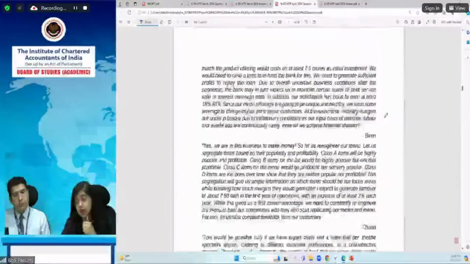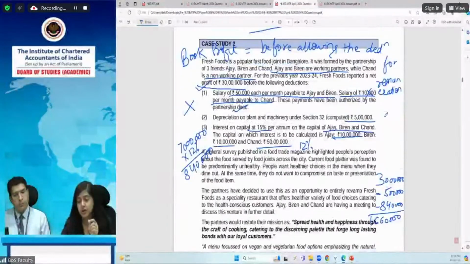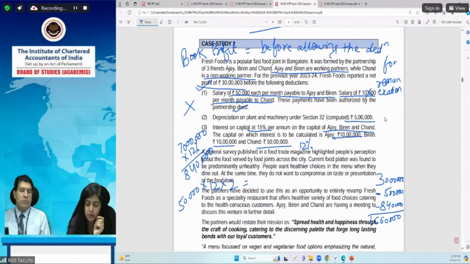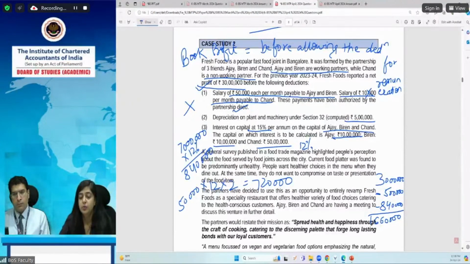Now I am just going back to the case study. Salary which is paid to Chand would not be allowed at all, because it is paid to a non-working partner. So that 10,000 is not allowed. Okay, 50,000 per month, so it comes to 7,20,000. 7,20,000 they are paying to Ajay and Biren, who are working partners, but the maximum allowed was 10,86,000.